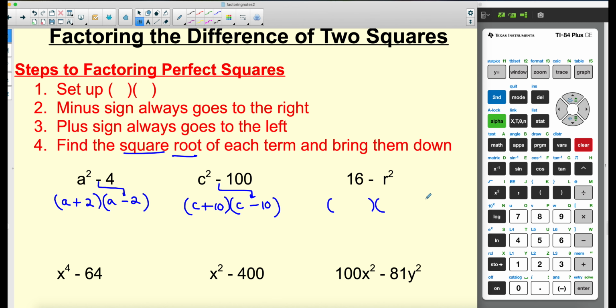Two sets of parentheses. Do not change the order of the information they give you. Minus sign goes to the right always. First sign's always a plus. Square root of 16. Now be very careful here. A lot of students, especially I see it on the Regents all the time when I grade them, will say the square root of 16 is 8 because 8 is half of 16. But guys, that's not the square root of 16. The square root of 16 is 4. So 4 here and 4 here because 4 times 4 is 16. Square root of r squared is r. What we put here, we also put here because r times r is r squared. Next.